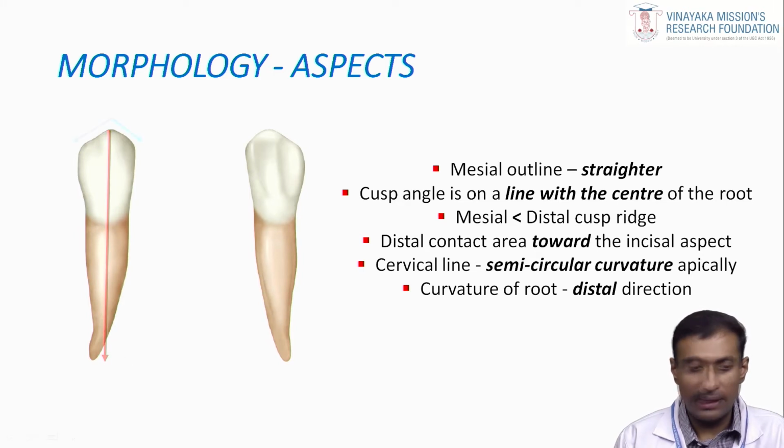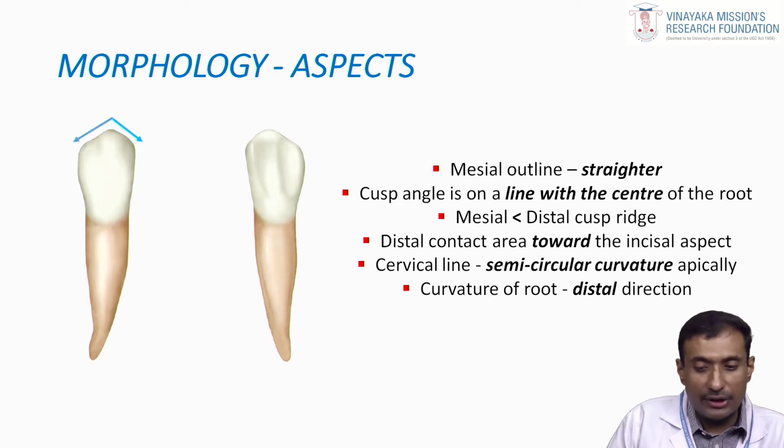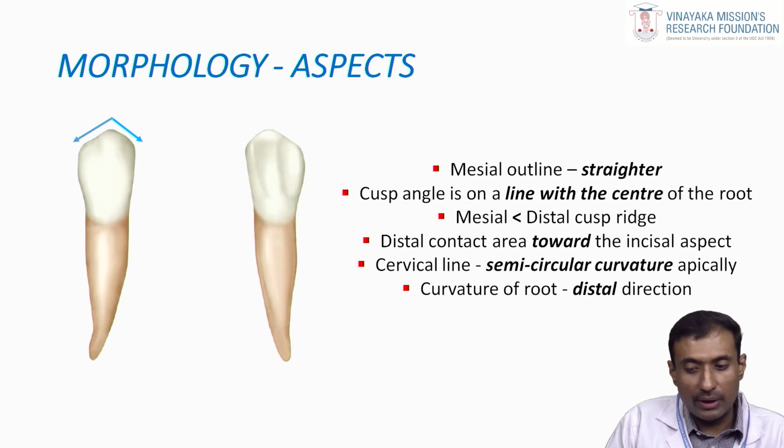Next, we can see that the mesial cusp ridge is shorter when compared to the distal cusp ridge. The distal contact area is more towards the incisal aspect.